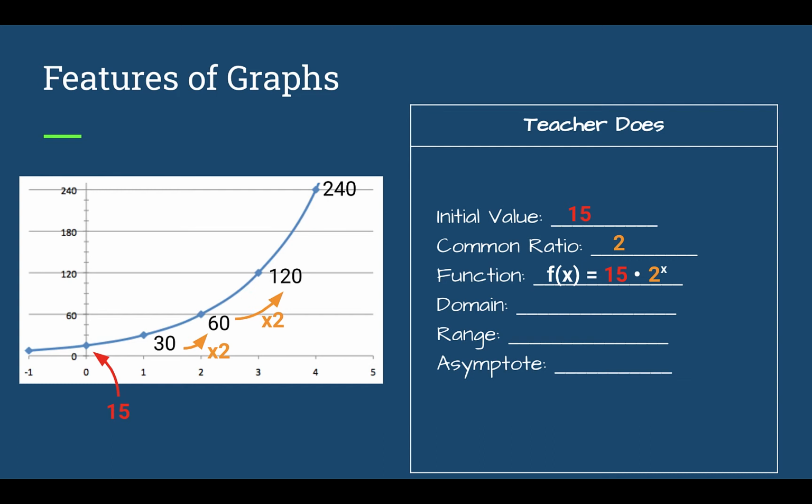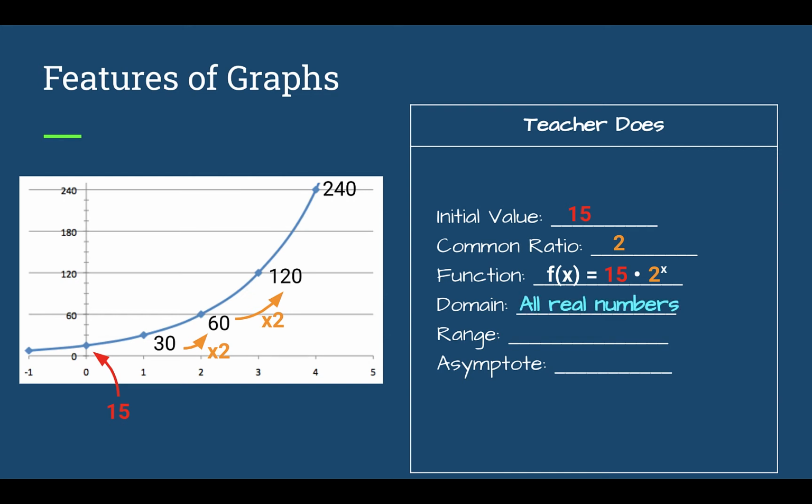Remember, when you're writing a function, start it with f of x equals. And then notice the x is in our function. It is still to the x power. That's part of an exponential function. X is in the exponent. Next, let's identify our domain, range, and asymptote.